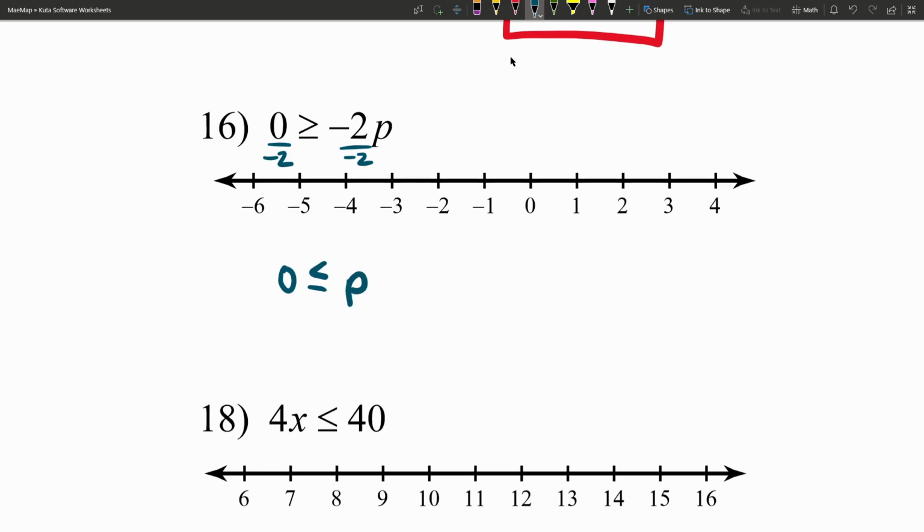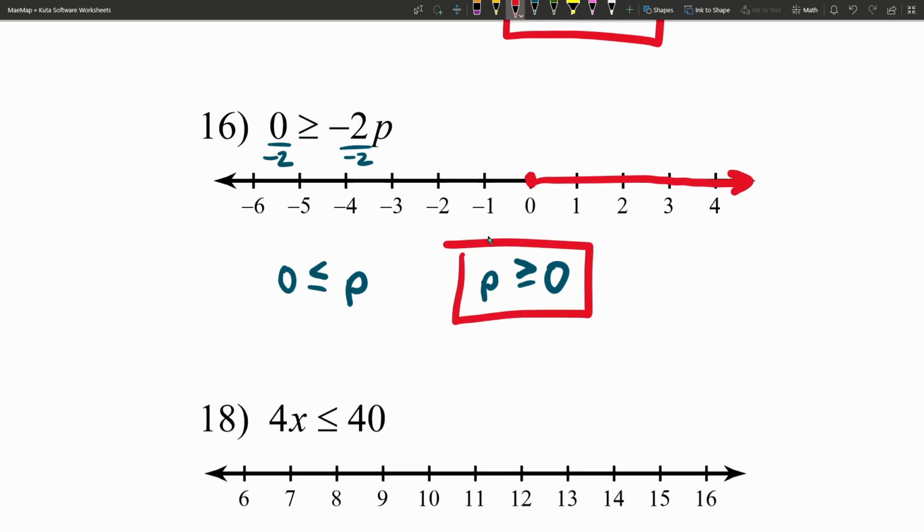So we have 0 is less than or equal to p, or we could write this as p is greater than or equal to 0. 0 is that smaller value because we want to include the larger values of p. Switching those sides, we still want those larger values of p. So p is greater than or equal to 0. We're going to circle 0, shade it in, and p is everything to the right. P is greater than or equal to 0.